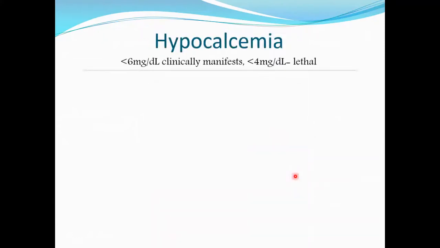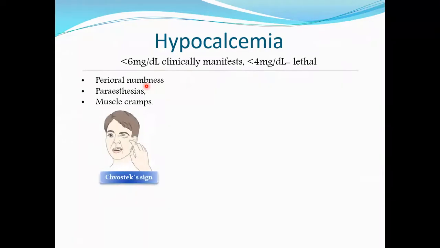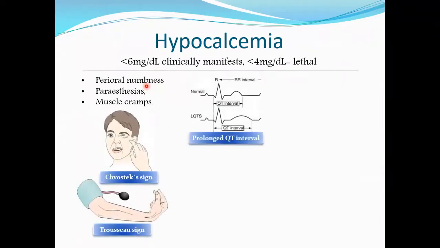Okay, so hypocalcemia, when I said, it clinically manifests when the calcium levels are less than 6 milligrams per deciliter, and it is highly lethal when it goes to less than 4 milligrams per deciliter. Right? So the features are the same as those of hypoparathyroidism: there is perioral numbness, paresthesias in the distal limbs or digits, and there are muscle cramps. The same signs go for it, that is Chvostek's sign and Trousseau's sign.